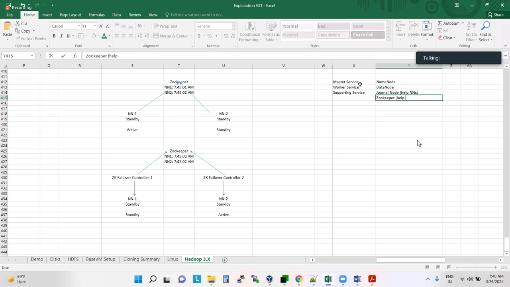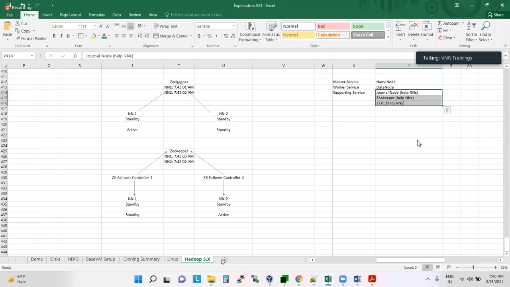Zookeeper also helps Namenodes in deciding who should be active and who should be standby. Now the failover controller, the FC, also helps Namenodes. So these are the master services, these are the worker services, and these are the supporting services. Normally all the supporting services will be helping the master services.